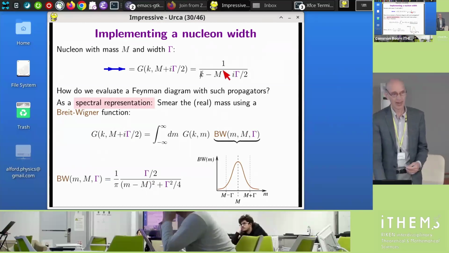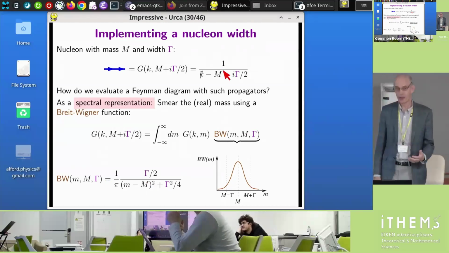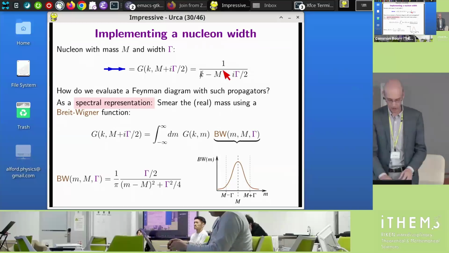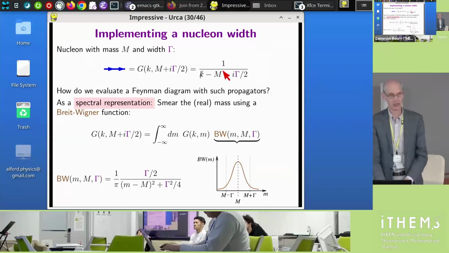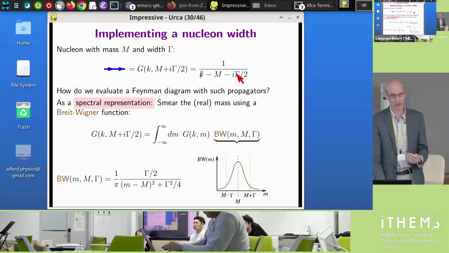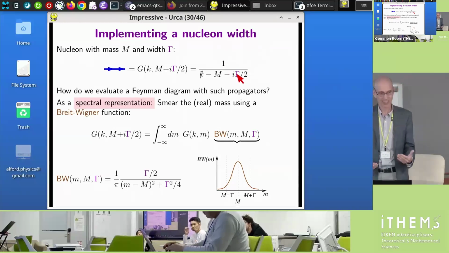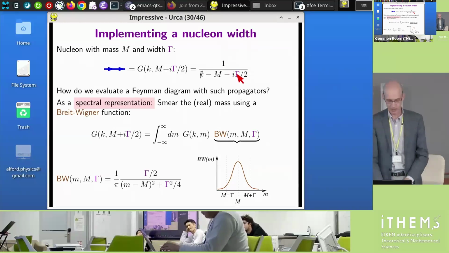And actually, when you learned field theory, you probably learned it with an i epsilon prescription, right? And the i epsilon is basically just assuming an infinitesimal width. And we're taking that width and making it not infinitesimal. It's actually physical now, that the particle really has a width. So it's not an i epsilon prescription anymore. It's got an actual non-zero finite width, finite imaginary part there.